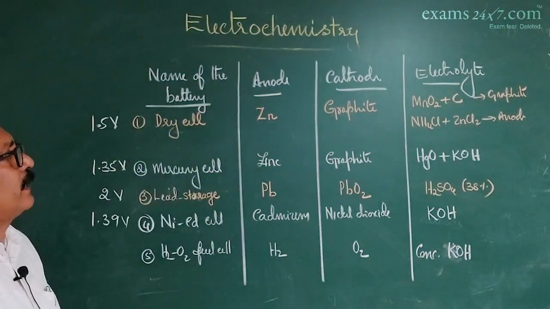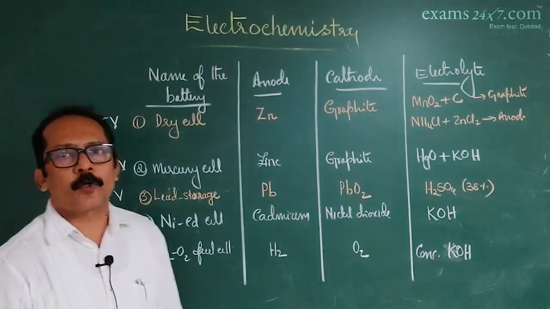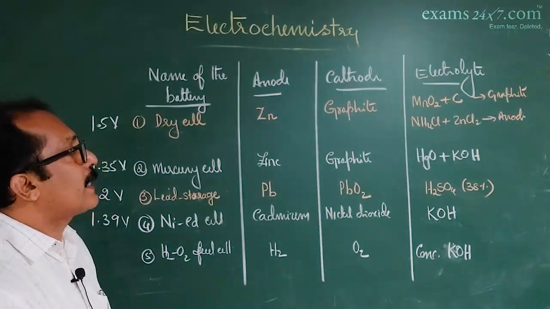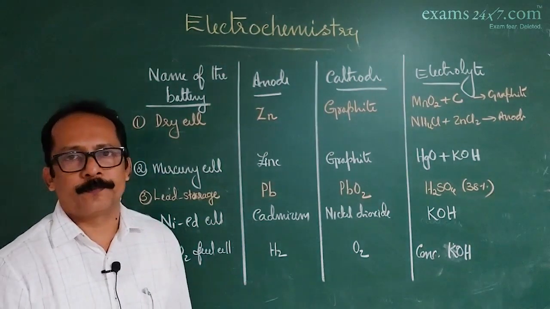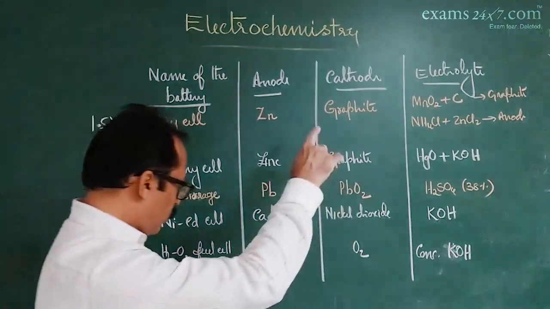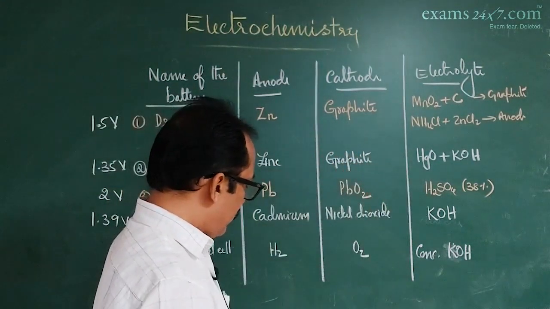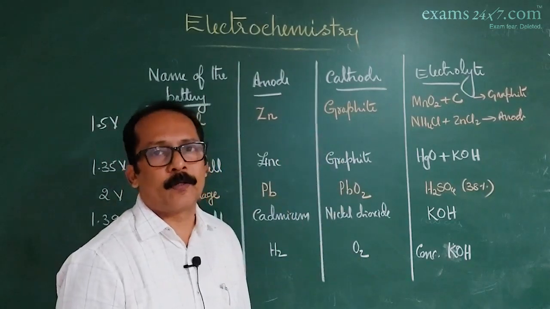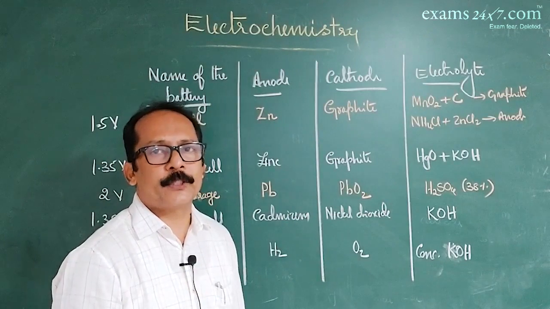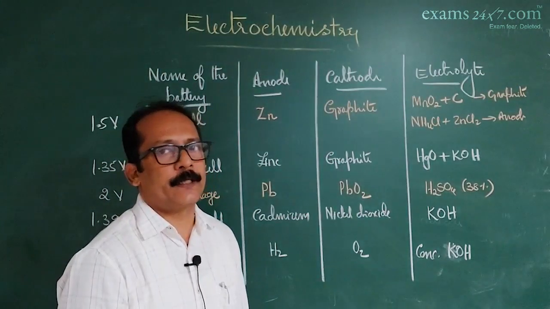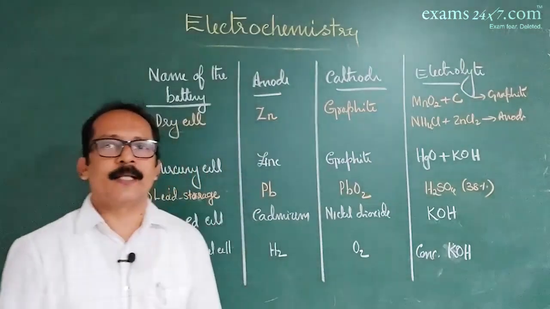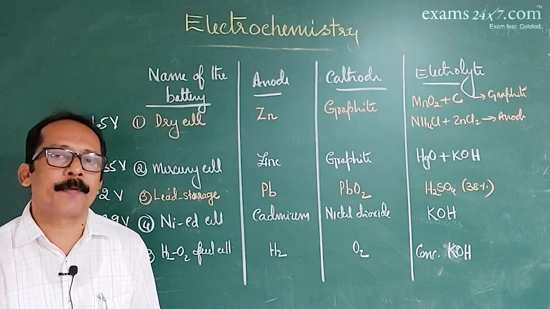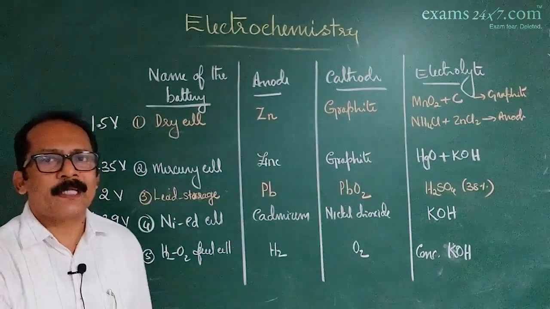In the dry cell, at the anode, zinc undergoes oxidation to give Zn2+ ion. Now, at the cathode, MnO2 in presence of ammonium ion gives MnO with OH and NH3, ammonia. That ammonia combines with zinc ion to give a complex ion, Zn(NH3)4 2+. Okay. So this is about batteries.